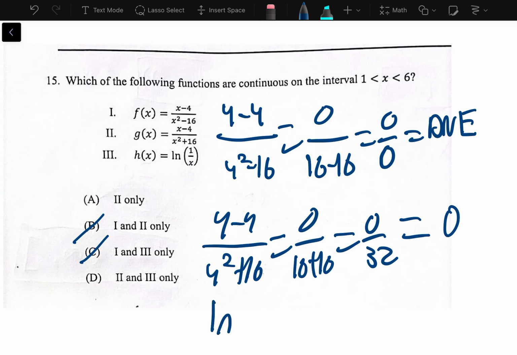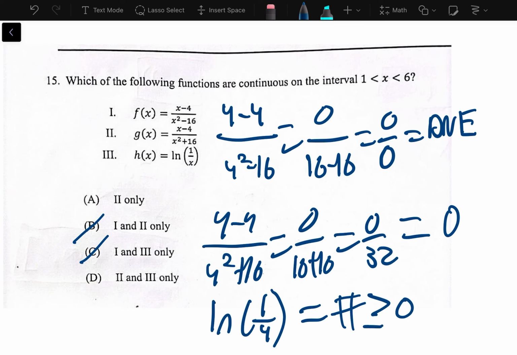Now the natural log of 1 over 4. If we put this into a calculator, we get a number that's not 0, a number greater than 0, which can just be assumed. So then we can say that definitely functions 2 and 3 are continuous on the interval when x is greater than 1 but less than 6. Sorry. Thank you for your time, and good luck with continuities and discontinuities. Thank you.